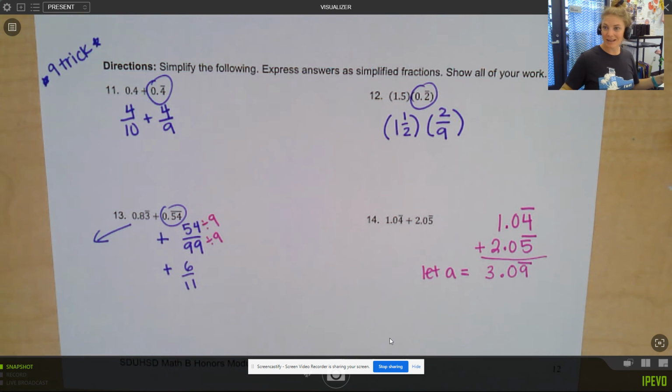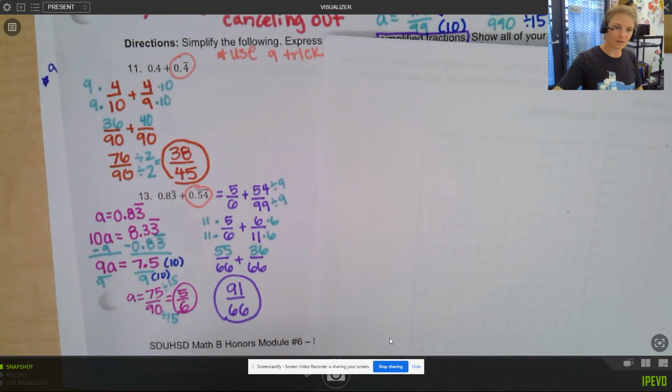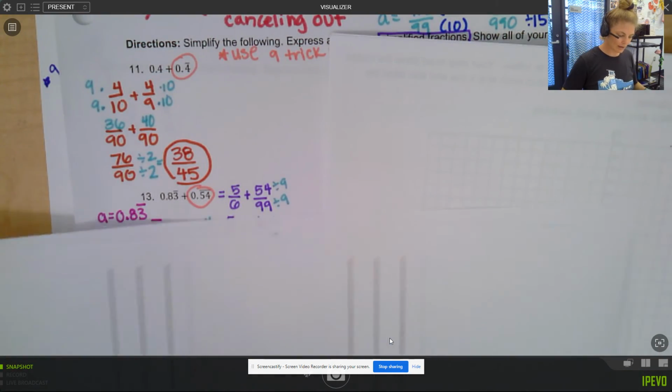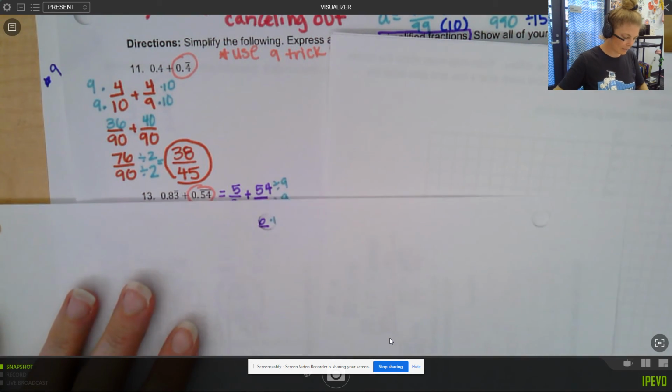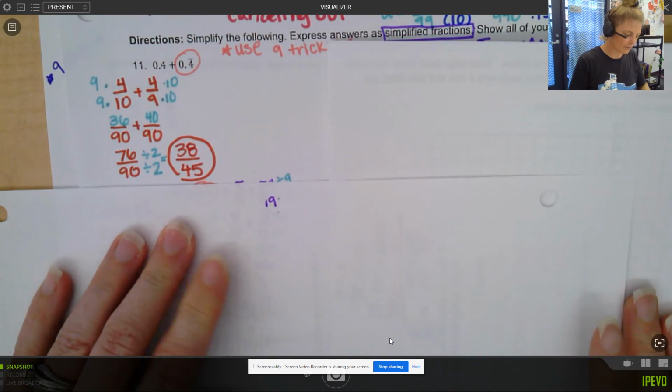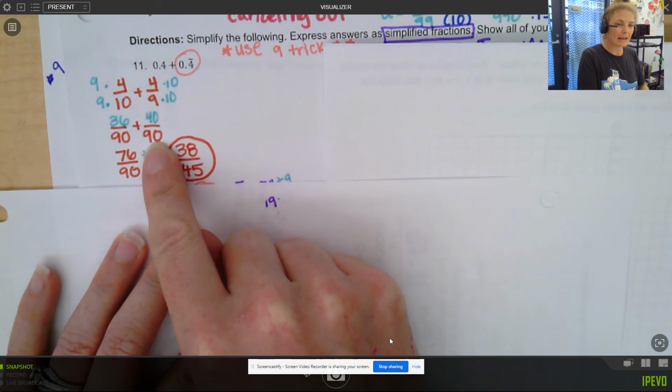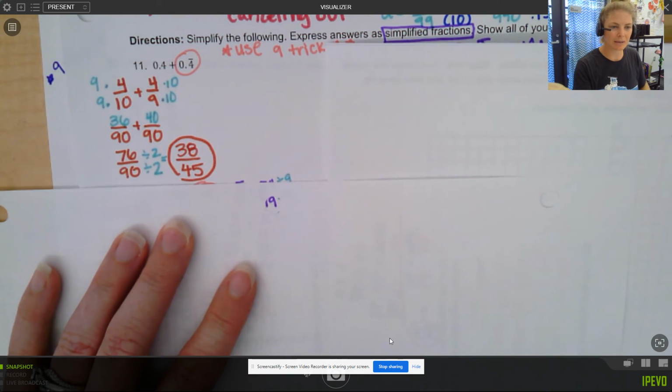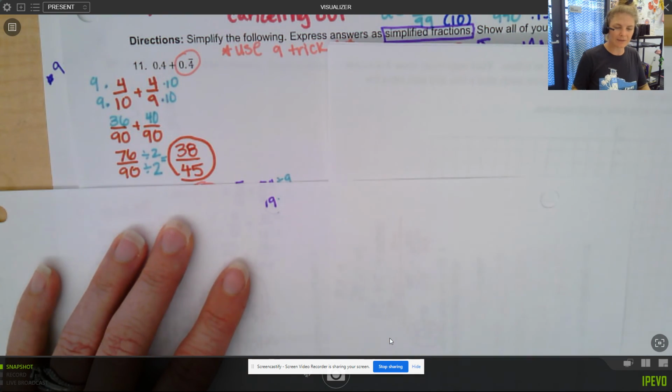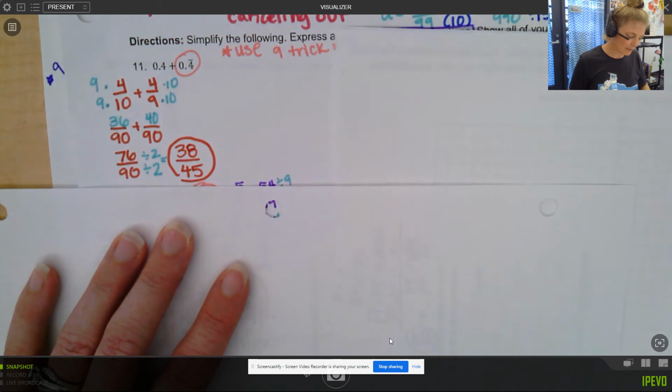Let's see how you did. Okay, number 11, I told you can use that 9 trick. So what did we get? We got 38 over 45. Remember, adding, we need a common denominator. I left this as 4/10. I could have simplified it to be 2/5 and maybe use some smaller numbers and not have to simplify at the end. Oh, hindsight 2020, right? Okay.